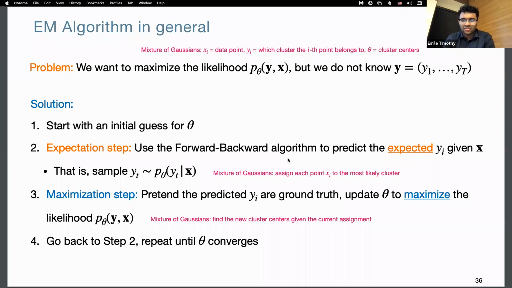And then you have a maximization step, which is to pretend that the predicted yi's are the ground truth, and then update theta to maximize the likelihood of p theta of y, x. And then you go back to step 2, and you repeat it until theta converges. So you'll notice that this is actually quite similar to the notion of alternating optimization, and it's because it is. The idea is that you're fixing theta, and you're fixing yt, and then you keep fixing one, optimizing the other, and alternating this until you have some convergence.